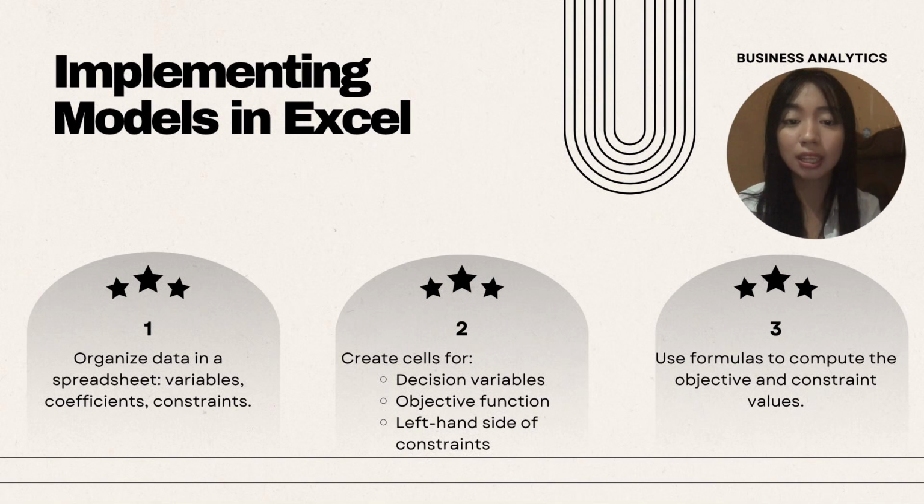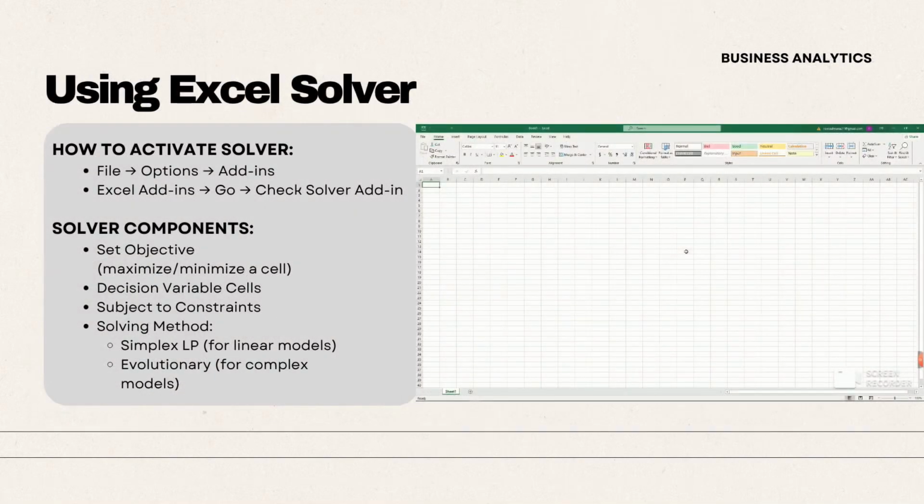Next is to create dedicated cells. We create specific cells for the components of the optimization model, which are the cells for decision variables, a cell for the objective function, and a cell for each constraint. Third is to use Excel formulas. After arranging the model, we use Excel formulas to automatically compute the objective function value and constraint values. For example, we often use SUMPRODUCT to multiply coefficients by decision variables. That's the core process for implementing an optimization model in Excel. With these setups, you're ready to run Solver and find the optimal solution.